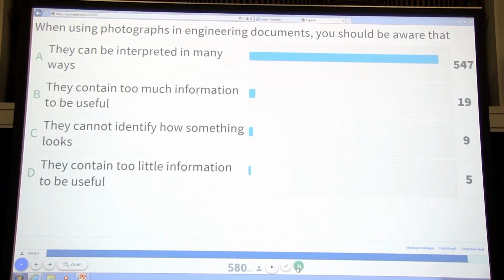That's correct. They can be interpreted in many ways. That's the whole benefit of a photograph, as well as its limitation in engineering documents. They're very nice. They do contain a lot of information. Not really too much information to be useful, because they really do a good job of identifying what something looks like. But they contain a lot of information, and so that information can be interpreted in a number of ways.